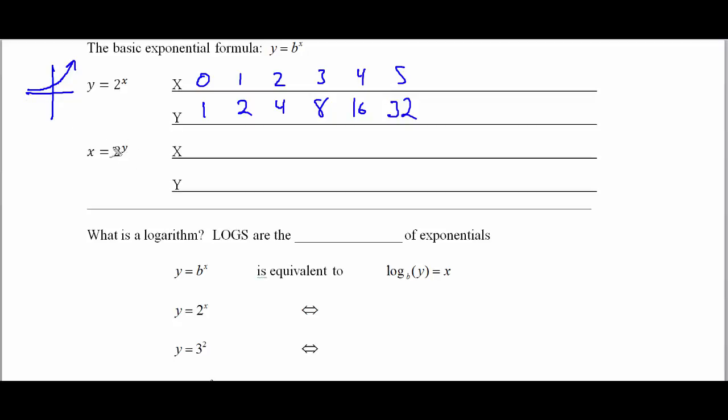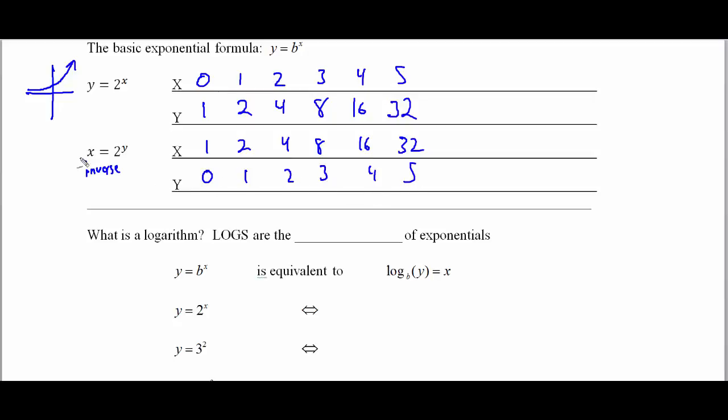And what this represents is me switching the x and y. Now when I switch the x and y, this is called an inverse. The inverse is when we switch the x and y positions, and what this would give us is our x is now 1, 2, 4, 8, 16, 32, and our y is going to be 0, 1, 2, 3, 4, 5.